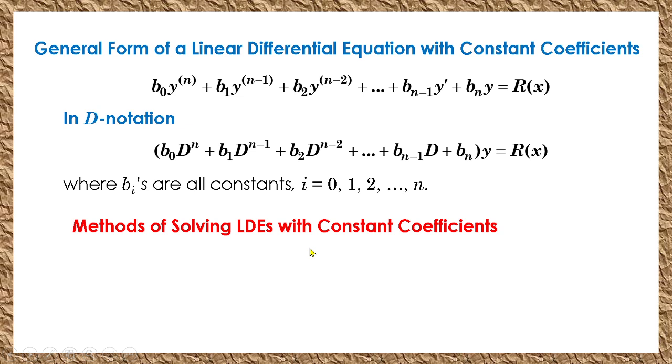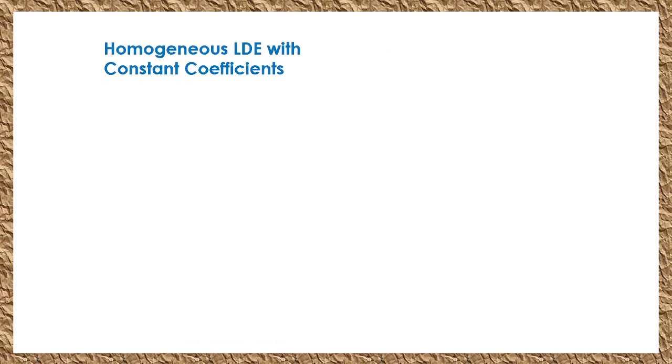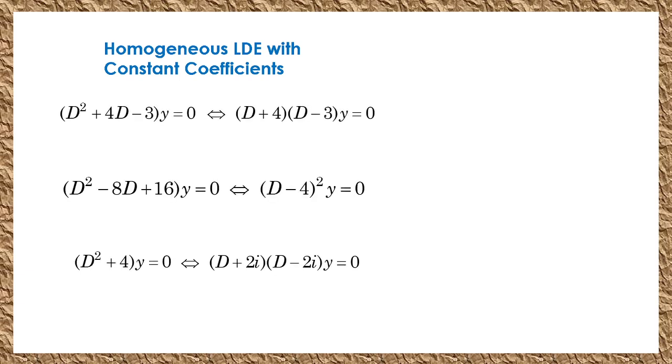Methods of solving linear differential equations with constant coefficients: we can use the auxiliary equation, you can also use undetermined coefficients, and then variation of parameters. These are the commonly used methods of solving higher order linear differential equations with constant coefficients. Now, homogeneous linear differential equations with constant coefficients.